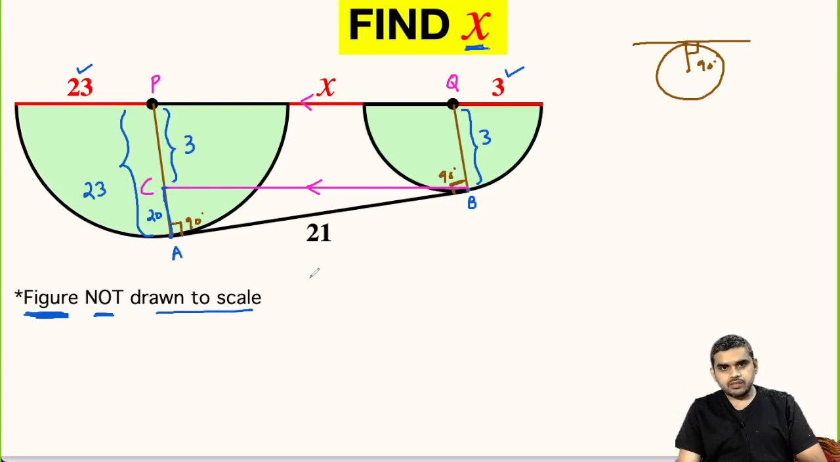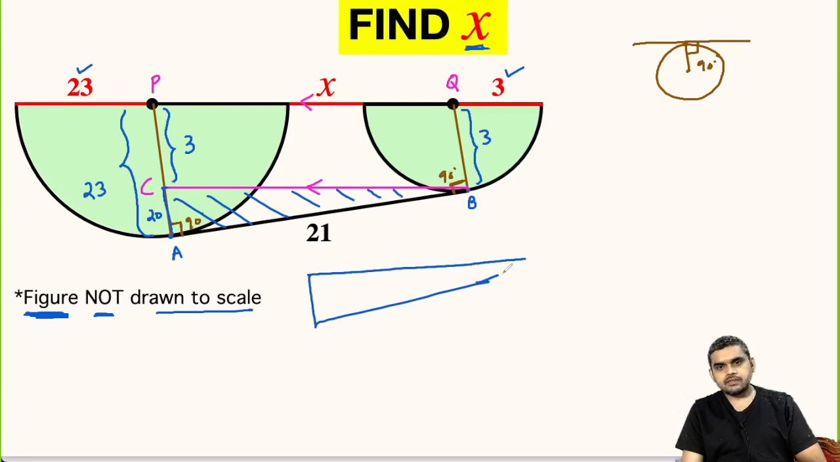Now what we need to do is take out this triangle. Let us draw it separately. This is point B, point A 90 degrees, and this is point C. AB is given as 21 units, AC we found as 20 units, and BC will be the hypotenuse. So we don't know its value.